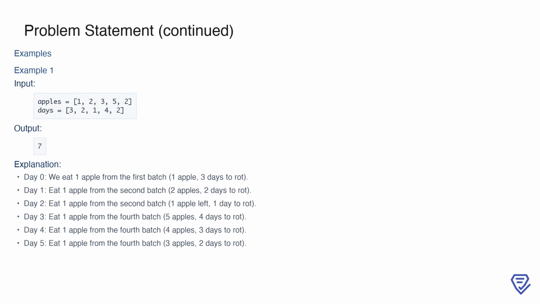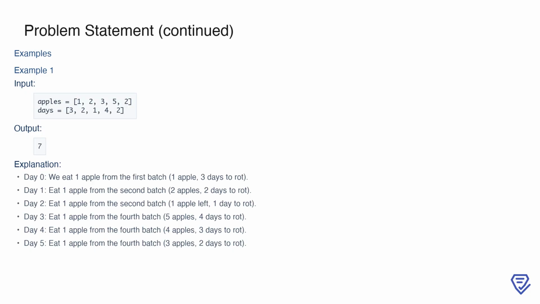Let's look at an example where apples equals [1, 2, 3, 5, 2], and days equals [3, 2, 1, 4, 2]. Here, on day 0, we have 1 apple that will last for 3 days. On day 1, we get 2 apples that will last for 2 days, and so on. To maximize the number of apples eaten, we eat 1 apple each day from the available non-rotten apples. For instance, on day 0, we eat 1 apple from the first batch, and on day 1, we eat 1 apple from the second batch.